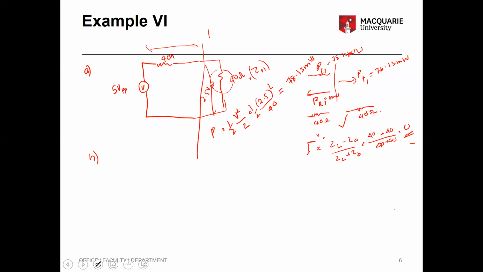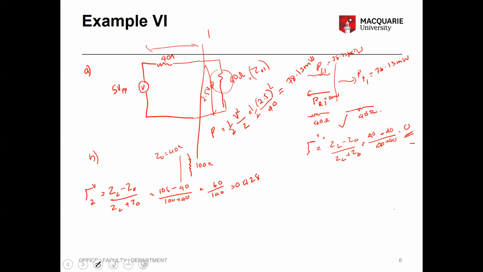I'll do it over here. At the second interface, tau V is Z load minus Z naught over Z load plus Z naught. Now for the second interface, Z load is 100 ohms, and this Z0 is 40 ohms. Therefore 100 minus 40 over 100 plus 40, you get 60 over 140. That comes to about 0.428.